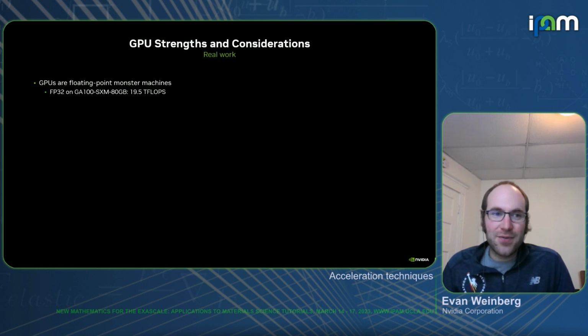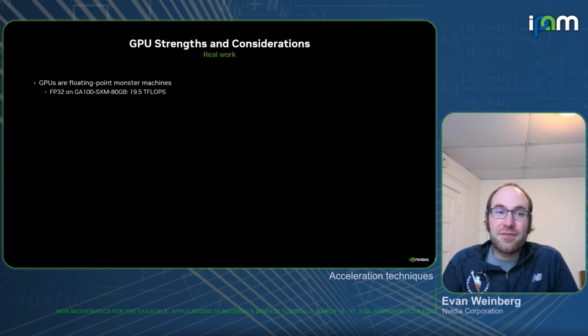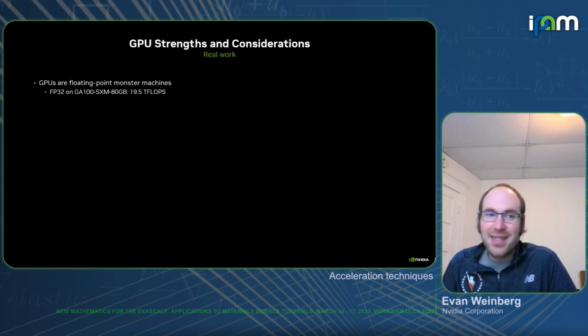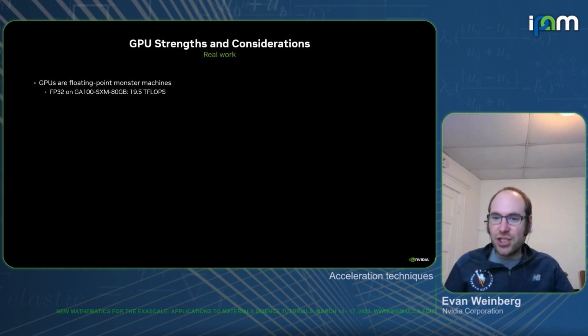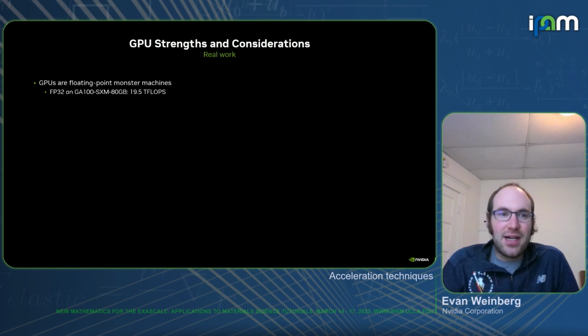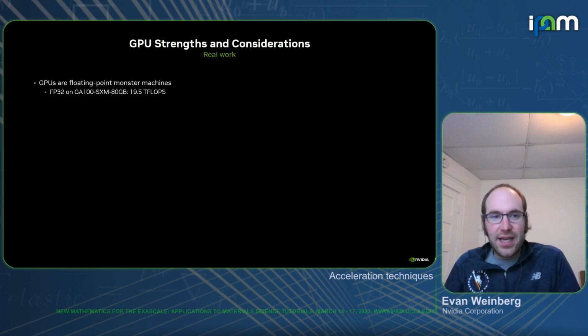So I've kind of alluded to, what are GPU strengths and considerations? What's the real work it's good for? First and foremost, GPUs are floating point monster machines. If you're doing single precision computation on an Nvidia A100, this is for the 80 gigabyte version, but this is also true for the 40 gigabyte version that's in the Perlmutter supercomputer at NERSC that Rule's going to talk about later. That's cranking out 19.5 teraflops at maximum.